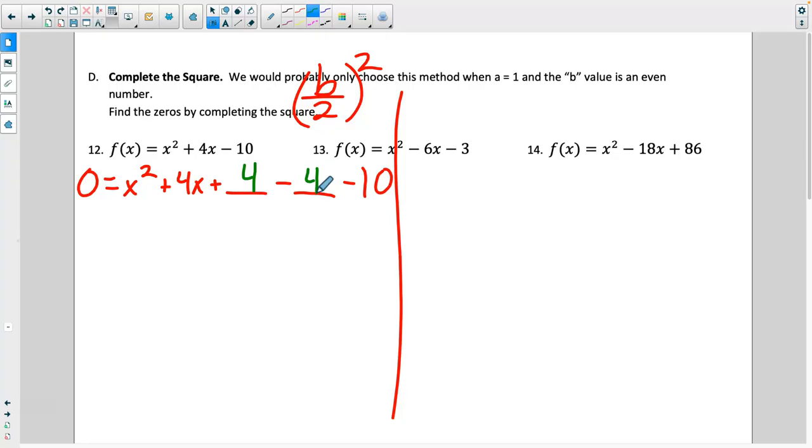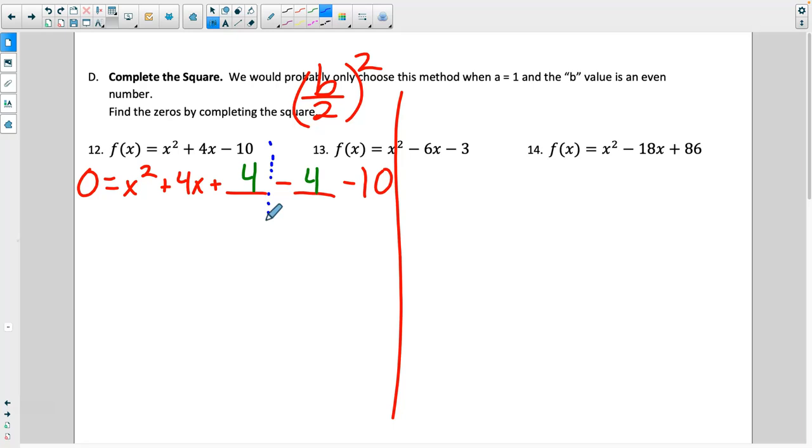This time, if I add 4 and I subtract 4, what's 4 minus 4? 0. So if I add 0, does that change the problem? No. So it's the same exact thing. It's just a slightly different way of looking at it. Now, I like to imagine that there's a little bar cutting those off.